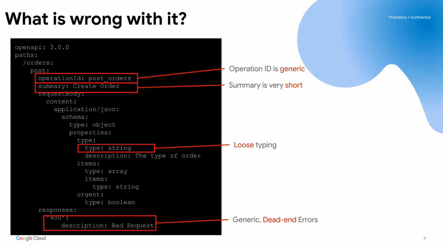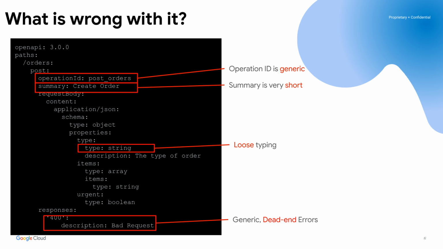So what's wrong with it? If you see this OpenAPI spec here, the description is kind of okay, acceptable for a human user, but it's not that useful for an agent. Operation IDs, for instance, are too generic, like post orders, something that the agent can hallucinate into a get order or something later. Summaries are very short and don't give any hint of what it does. Some types are very loose, like a generic type string for a property, so again the agent can hallucinate here. And error descriptions are also very generic and won't help the agent to self-correct.